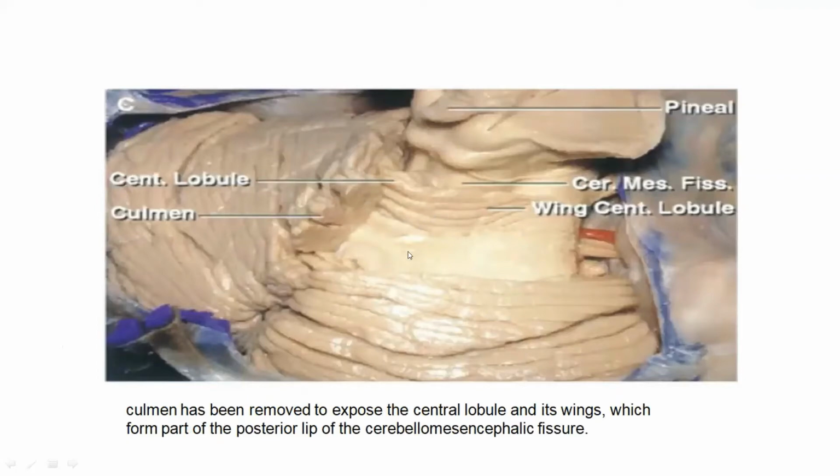So you could actually see the central lobule and its wings, which are actually on the other surface that we'll be dealing ahead. They also form part of the posterior lip of the cerebellomesencephalic fissure, which is between the cerebellum and the midbrain.